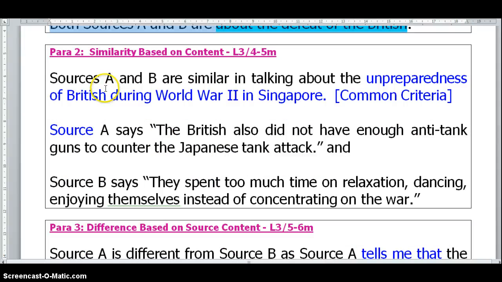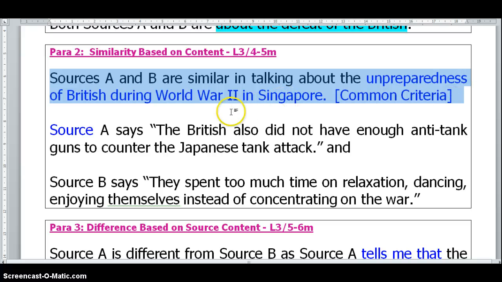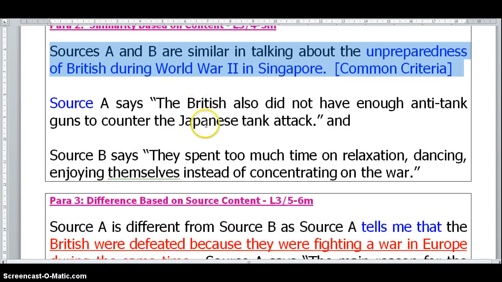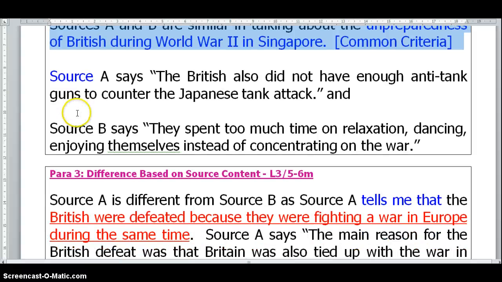For my second paragraph, after leaving a line, will be my comparison of the common similarities. Sources A and B are similar in talking about the unpreparedness of British during World War II in Singapore. That is a common criteria. Source A says, do not forget to give the evidence because that's very important. Source A says the British also did not have enough anti-tank guns to counter the Japanese tank attack. And source B says they spent too much time on relaxation, dancing, enjoying themselves instead of concentrating on the war.